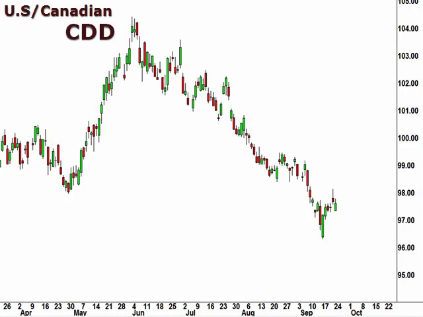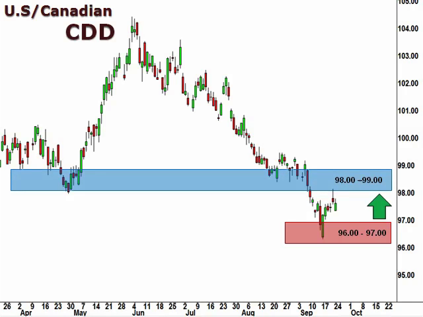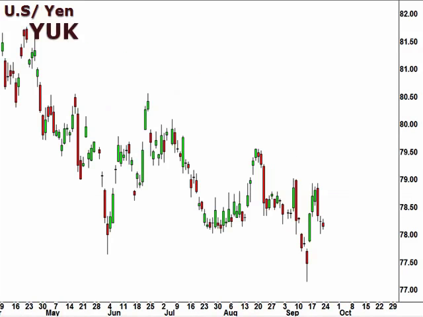Next up, the CDD, the US dollar versus the Canadian dollar. Well, the 96.97 level remains a key support, and we are open to a retest of this level. However, a break above 98 signals a follow through to the upside, with 99 as the next target.